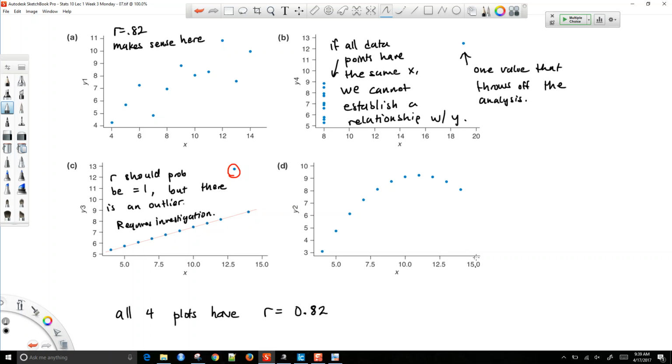And then lastly, you have a non-linear relationship, and so correlation is not appropriate here.